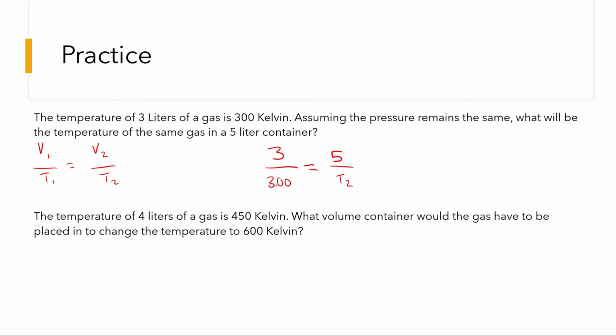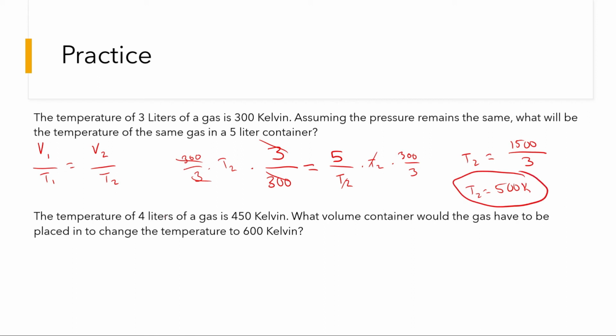So in order to do this, we kind of have to do some funny math. We'll multiply both sides by T2, and then we'll need to divide by this whole thing. So we'll get times 300 over 3. Cancel, cancel, cancel, cancel. And we will get that T2 equals 1500 divided by 3, or T2 equals 500 Kelvin. And Kelvin is just written with a K, like that.